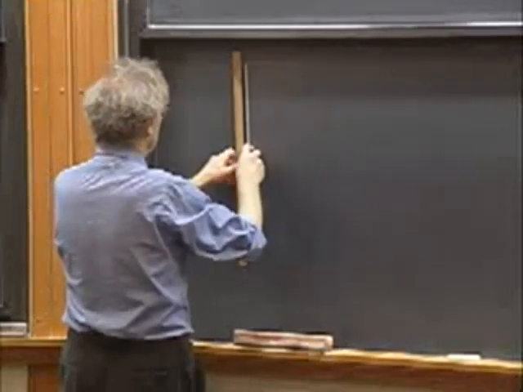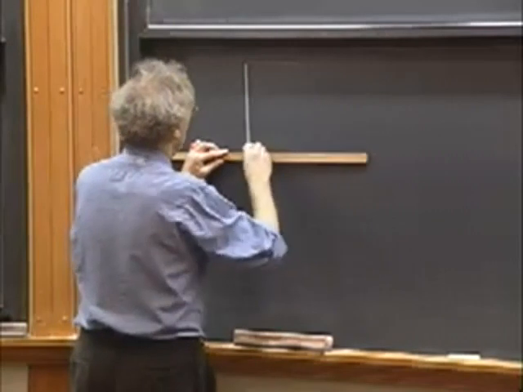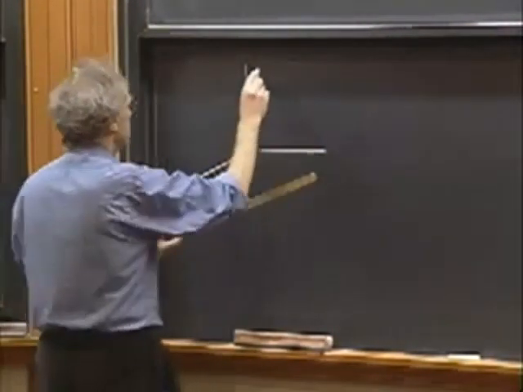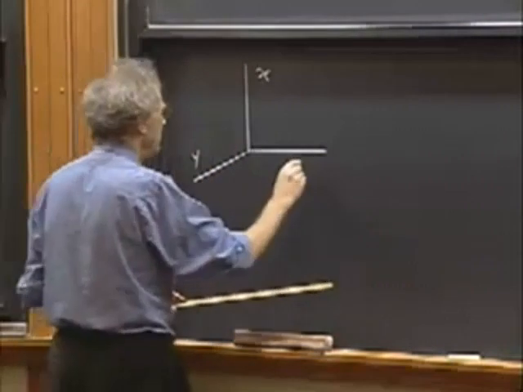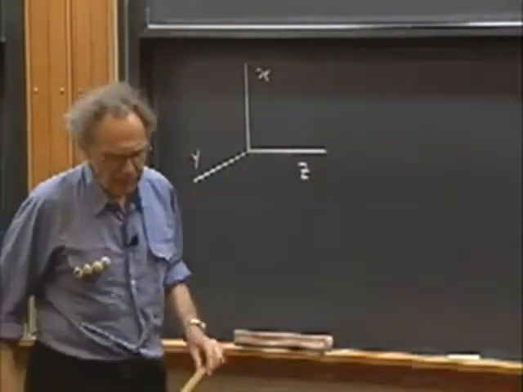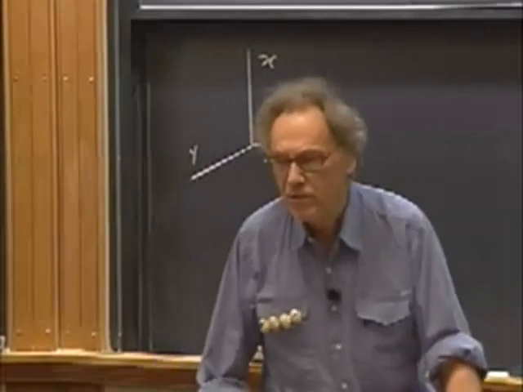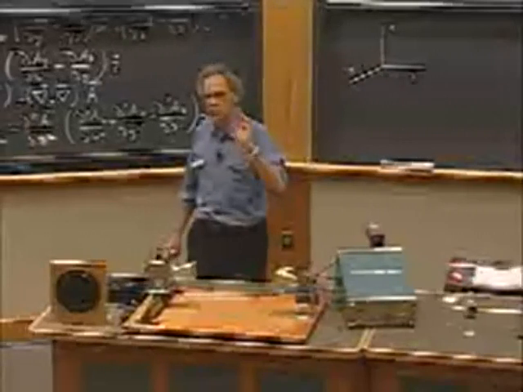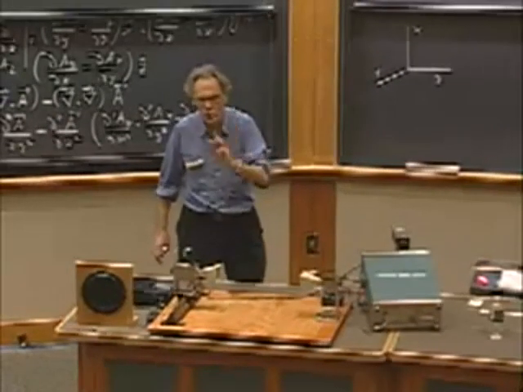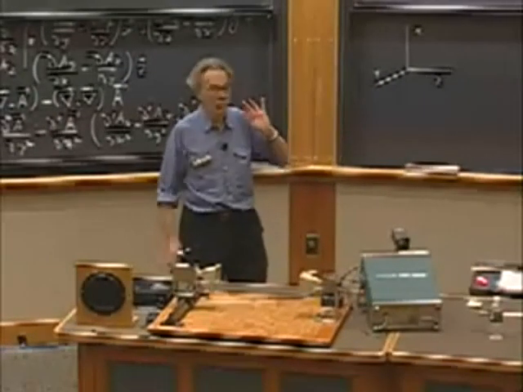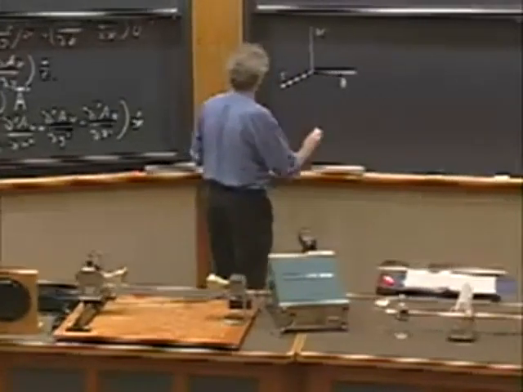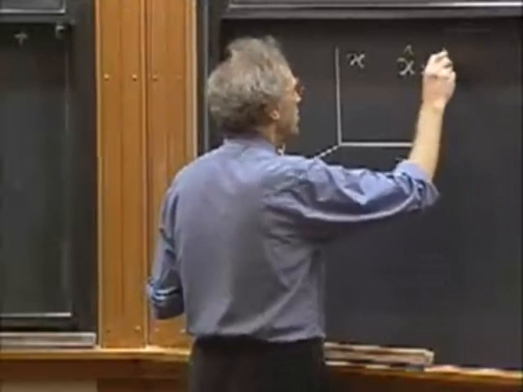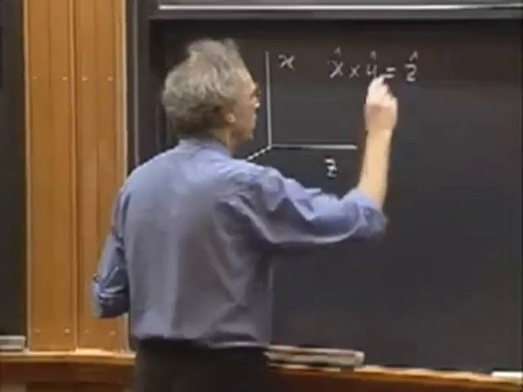I start with an XYZ coordinate system, X, Y, Z. And whenever in physics you deal with cross products, always make your coordinate system right-handed. Don't even think of left-handed coordinate systems. And a right-handed coordinate system is a coordinate system whereby X roof crossed with Y roof equals Z roof.